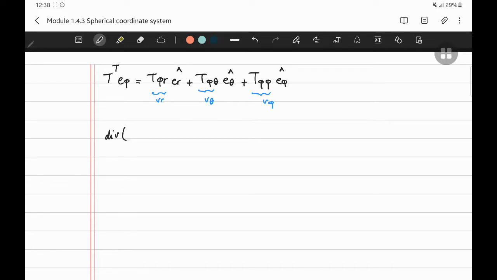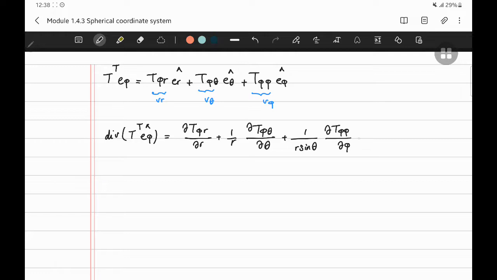So I have the divergence of T transpose E phi, which is partial derivative of T_rr with respect to r, plus 1 divided by r partial derivative of T_rθ with respect to θ, plus 1 divided by r sine θ partial derivative of T_rφ with respect to φ, plus 2 times T_rr divided by r, plus T_rθ cotangent θ divided by r.